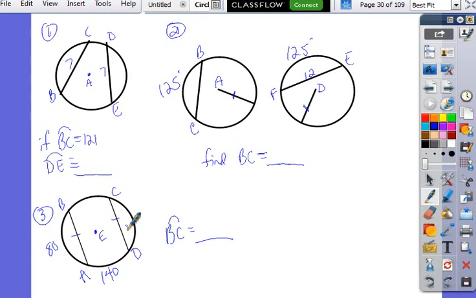What's the answer? This part is 80. Yeah. What's this one up here? Just subtract them off, 260. Yeah. Add them all up and subtract from 360. It is not 140 because then it wouldn't add up to be 360.